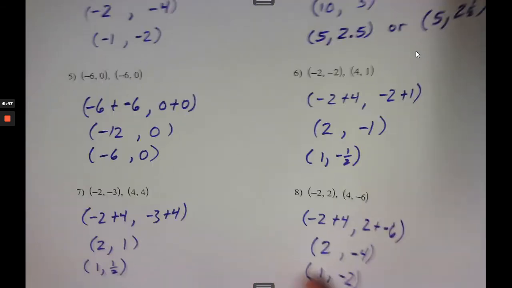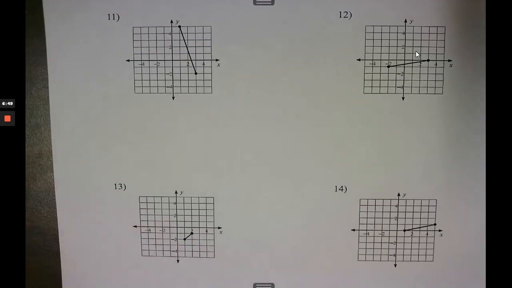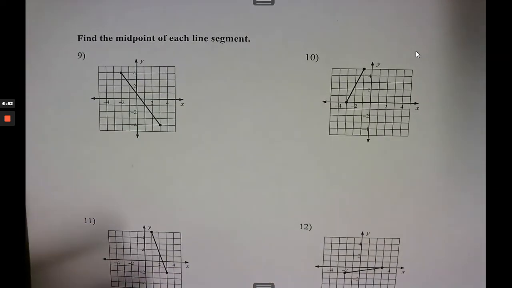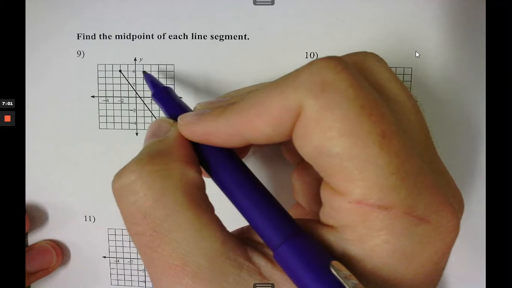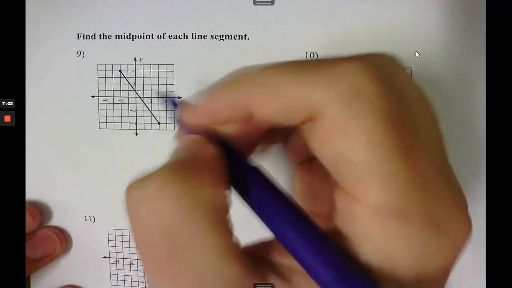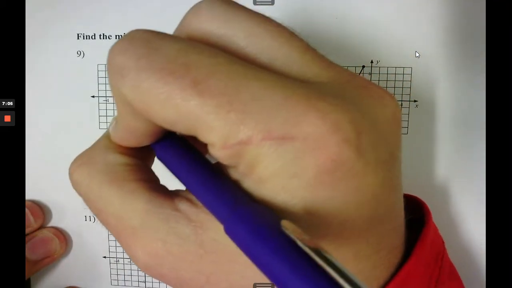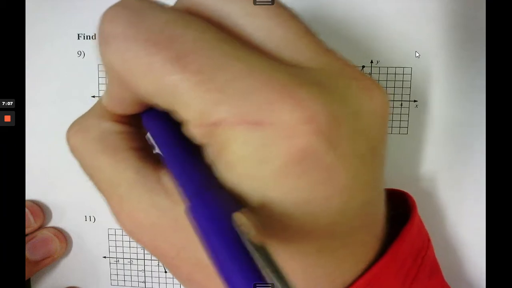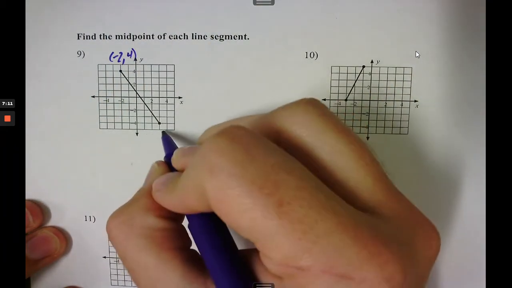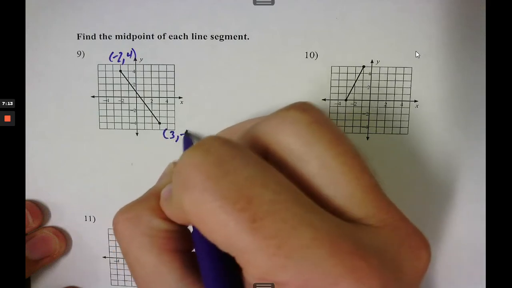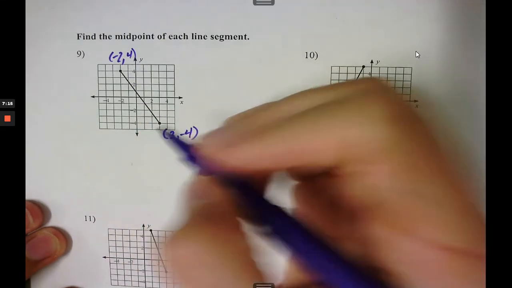Okay? Now let's look at how we would handle the graphs. We're going to handle these very much the same way we did before. We're actually going to do this a couple of different ways, but the easiest way is to do it just like you did the previous page and write down what these points are. So this first point is negative 2, 4, and the point over here is 3, negative 4.